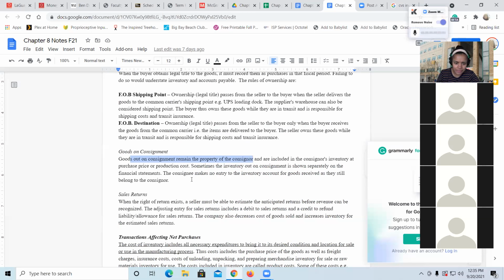So the consignee makes no entry in their inventory for goods received. They will only make a journal entry if there's an actual sale to record, whatever percentage of the price they get, and so on. If, and I'm just making this up now, CVS sends some Tylenol to Target to sell on their behalf, and Target keeps it on their shelves, a CVS brand Tylenol, CVS will still have to include whatever is on Target's shelves at the end of the year in their inventory balance, even though that inventory is not physically present at the CVS warehouse or in the CVS stores.